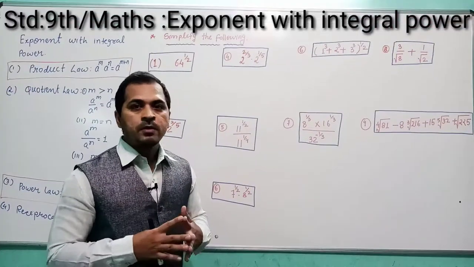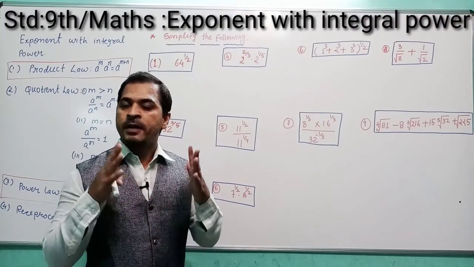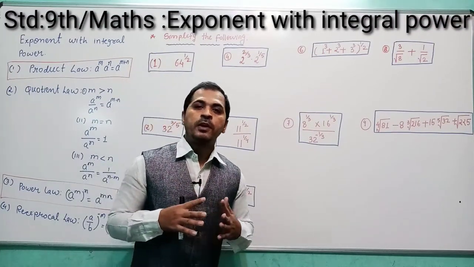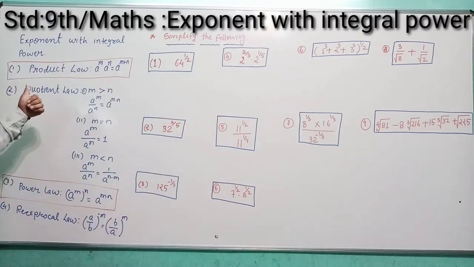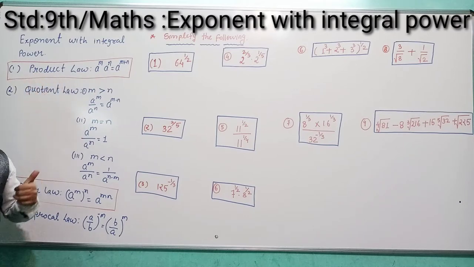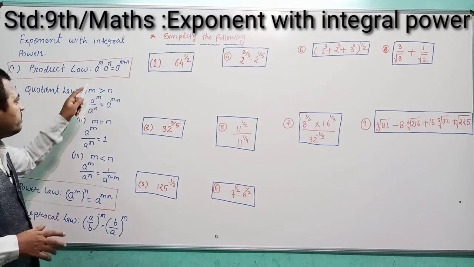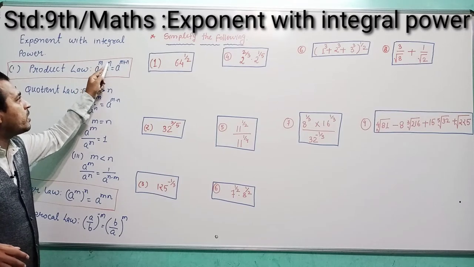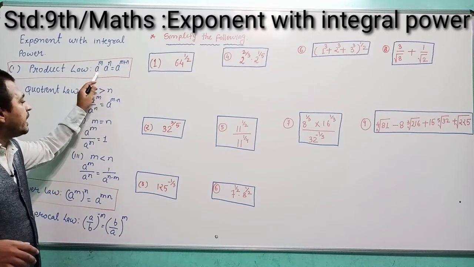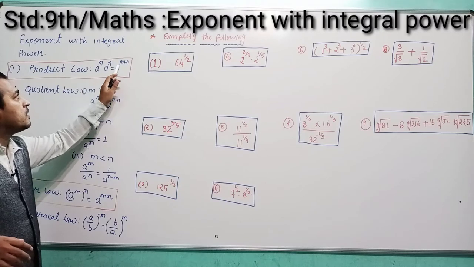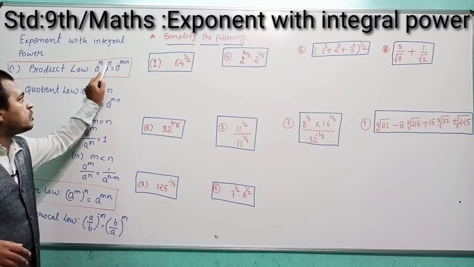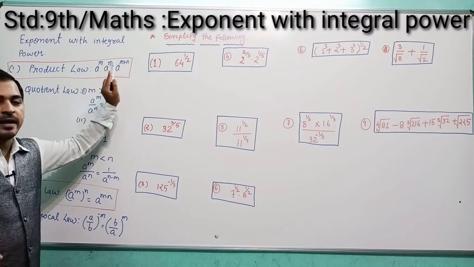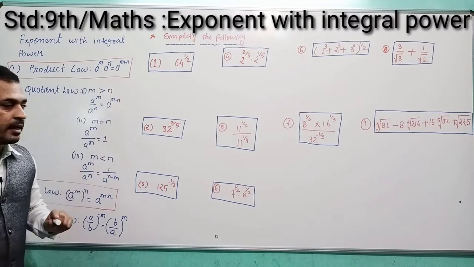So, students, for that you will have to keep in mind a few basic concepts of exponential integers, right? So, the first concept is the product law, right? Students, if the bases are same and the powers are different, then in multiplication of two terms the powers will be added, right? a to the power m and a to the power n, then the powers will be added: a to the power m plus n.